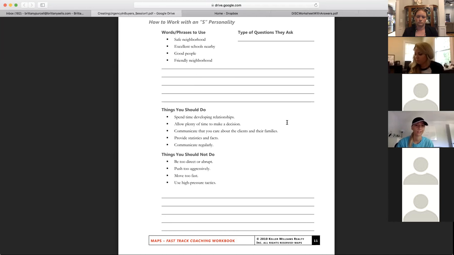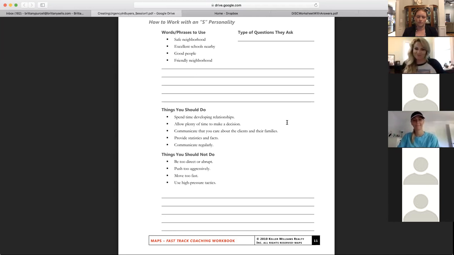Moving too fast, again, same thing, where we have to be careful and not make them feel rushed about making a decision. And then using high pressure tactics. So sometimes those D tendencies, where we like to just get it done and push really hard, reining that in a little bit. So that's pretty much the nutshell.